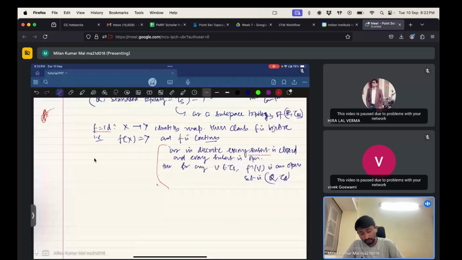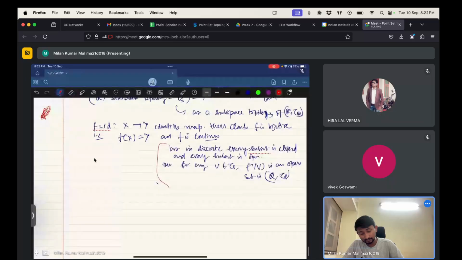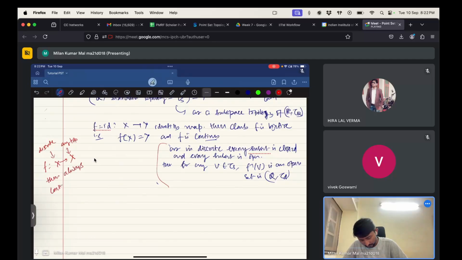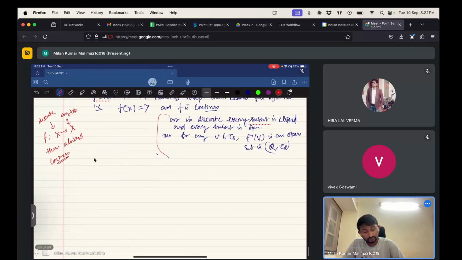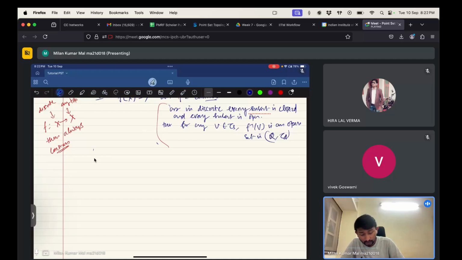Basically what I want to say here is that if I have a function from X to any topological space, and the topology on the left hand side is discrete, then it is always continuous. But the fact is that the rational numbers with the discrete topology are locally compact.